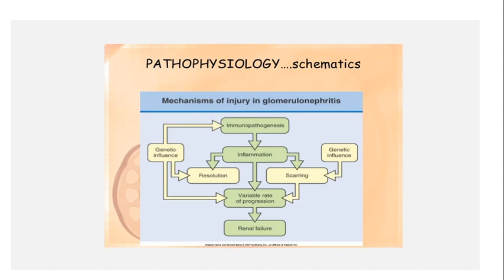So this is what happens in glomerulonephritis. There is immunopathogenesis, that is, there is formation of immune complexes or antigen-antibody complexes. These antigen-antibody complexes, when they try to filter in the glomerulus, mediate inflammation in the glomeruli. This inflammation can either resolve without fibrous tissue formation, it can resolve with fibrous tissue formation causing scarring of the area, or this inflammation can progress further up to renal failure. So these are the possibilities when there is glomerulonephritis.